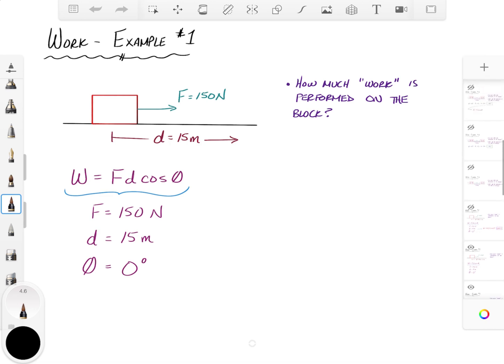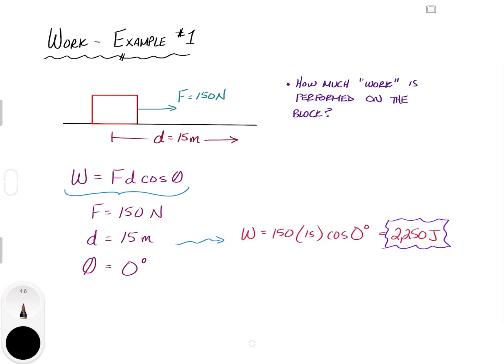So now what I can do is I can simply plug in everything that I'm given, the 150, the 15, and the cosine of 0. Cosine of 0 actually just gives me +1, which for a conceptual note is telling me I'm adding energy. +1, positive work, adding energy.